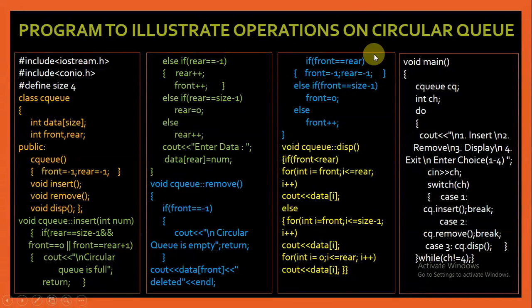Now after defining the class, I will define main, in which I will create an object of the circular queue class, and this is a temporary variable. Then I will run a do while loop, and 1 is for insert, 2 is for remove, 3 for display, and 4 is for exit. I will simply input the choice, and if it is 1, I will call the function insert, if 2, then I will call remove, and 3 for display. And if I enter 4, then I will exit.